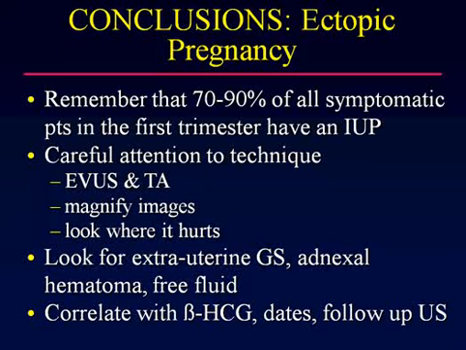Turn it 90 degrees to see if you can identify the tubular configuration, magnify it, use color to see if you can see the yolk sac, use color Doppler to see if you can see trophoblastic flow, and don't forget to look for free fluid both in the pelvis and in the upper abdomen. Remember, that may be the only finding of ectopic pregnancy in some patients, and it's also very important in terms of assessing patient hemodynamic stability.